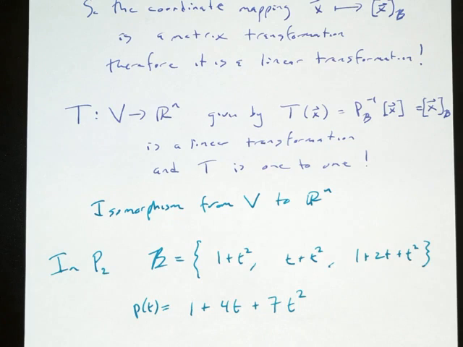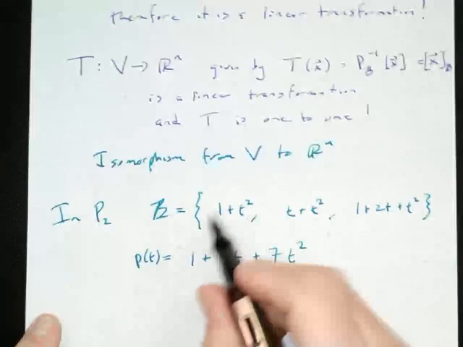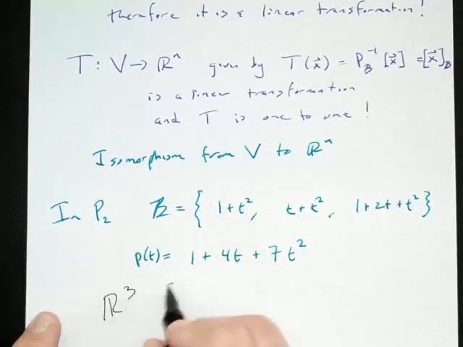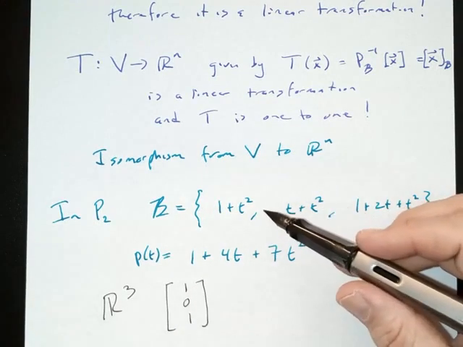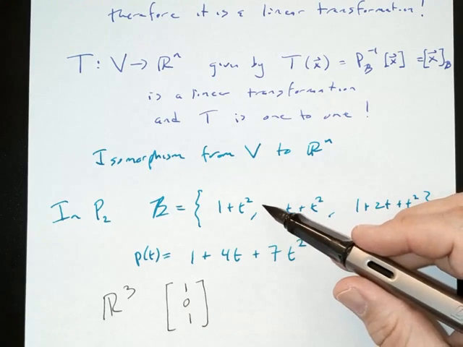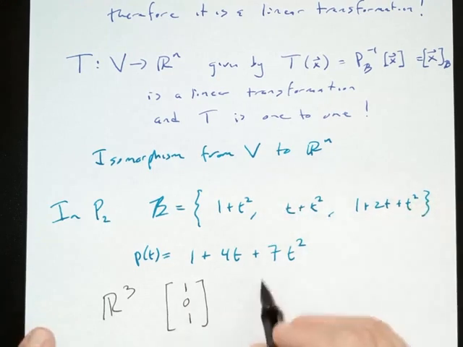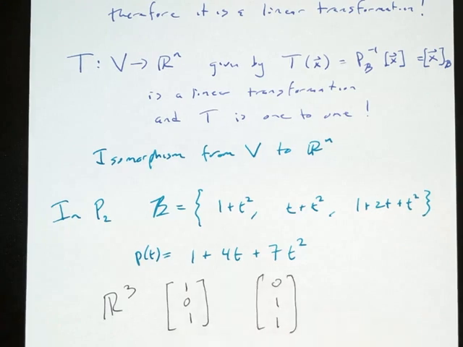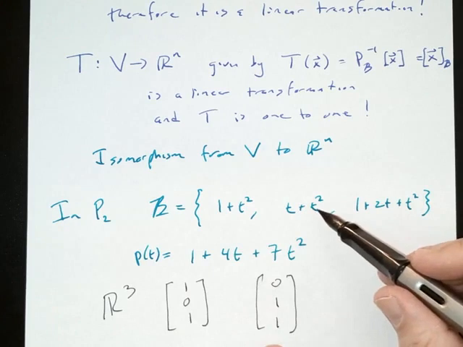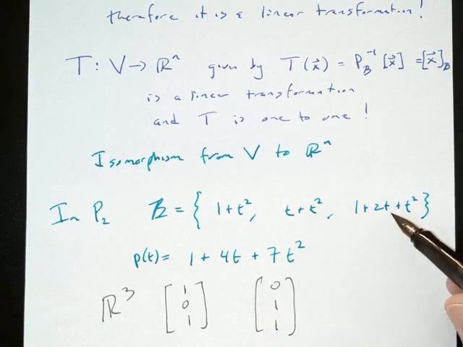I'm going to cheat. I'm going to say, let's switch from P2 to R3. And in R3, that is the coordinate vector in the standard basis, isn't it? And that is the standard basis coordinate vector for this. What's the standard basis coordinate vector for this one?